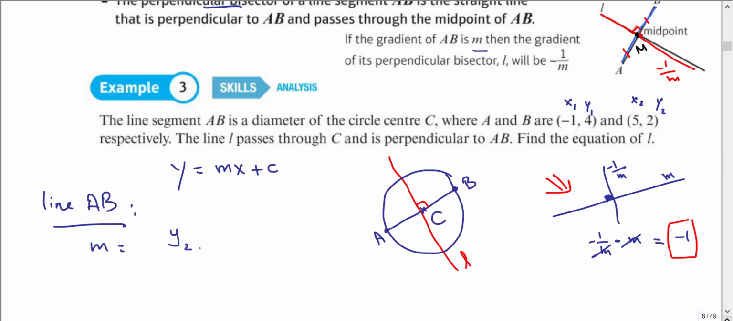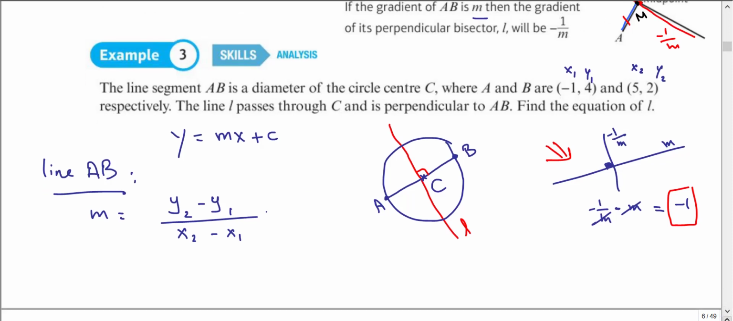The gradient is y2 minus y1 over x2 minus x1. You remember? y2 minus y1 over x2 minus x1. So it will be 2 minus 4 divided by 5 minus minus 1. So this will be negative 2 divided by 6, which is negative 1 over 3.